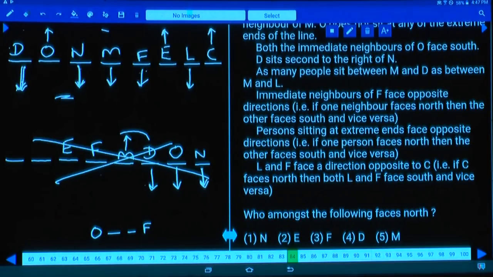And this is about question numbers 84 to 88. Then after this, 89 to 91.